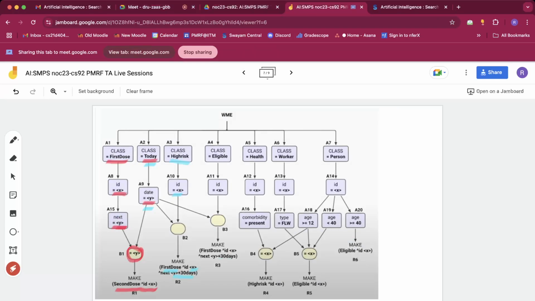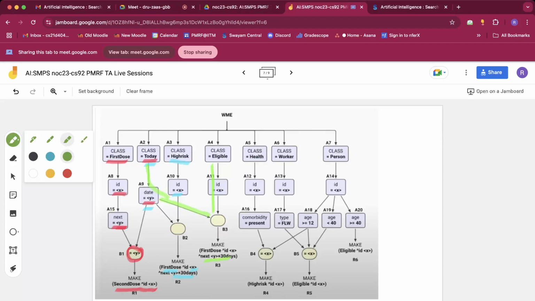Okay, so that was the second rule that we saw. Let's think of the third rule now. This has incoming edges from here and here, and what this tells us is that if today is date Y and if a person X is eligible, then we mark that X has the first dose of vaccine and the next dose for this person is scheduled after 30 days, which is what is given over here.